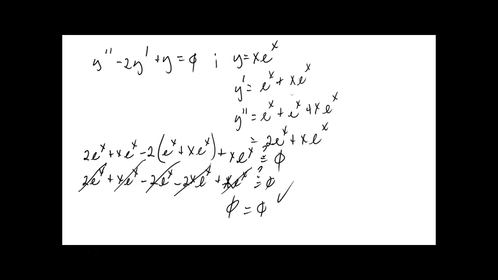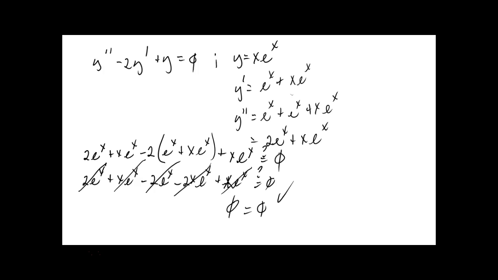Will that work? Y prime would then be 0. Y double prime would be 0. Is 0 minus 2 times 0 plus 0 equals 0? Yes, it is. So, sure enough, that's not the only solution. There's another one. Y is equal to 0 is a solution.